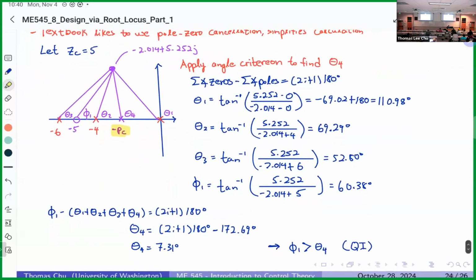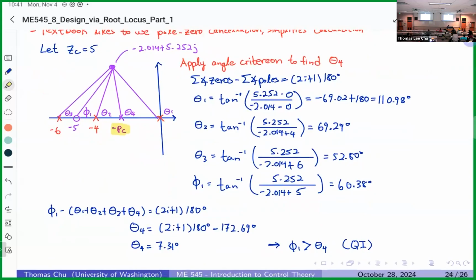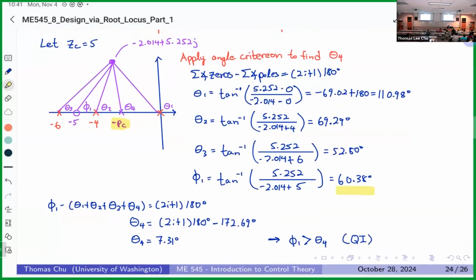So we left off there. We found the angles theta 1, theta 2, and theta 3, which are our 3 poles. And then we found the angle of the 0 that we arbitrarily picked, which is phi 1. And from there, we're able to find our angle, which is 7.3 degrees. Main takeaway here is, for the pole to be further to the left than the 0, we want the angle of our 0 to be bigger and our pole angle to be smaller. And we indeed were able to conclude that 60.38 is bigger than 7.31. You can just see on the graph that an angle like this is really small, meaning that this point is really far away compared to the 0 right here. This is 7.3 degrees. That's 60 degrees. So we're good.